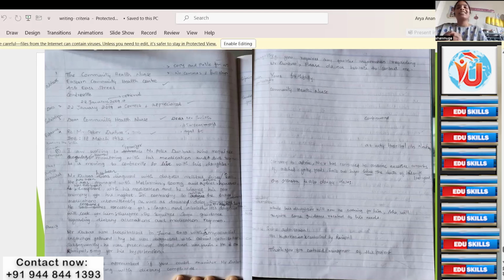This is my letter. I have shown how I corrected myself in the further class. You have to do the same to help yourself.